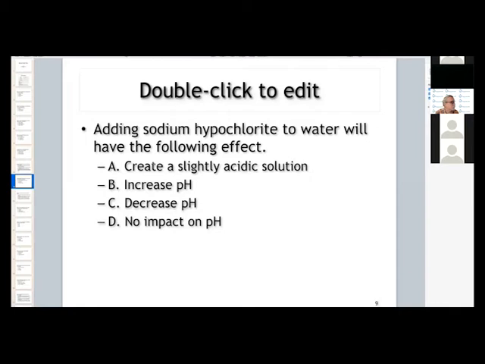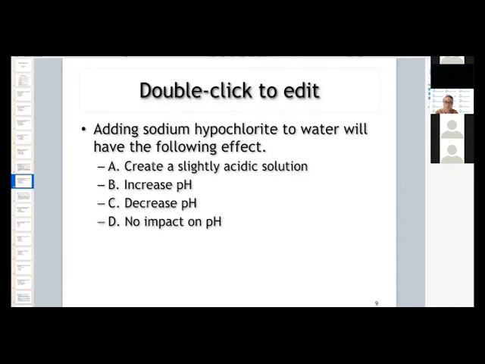Adding sodium hypochlorite to water will have the following effect. So sodium hypochlorite is bleach. Typically, we use a very strong concentration of it. Households are going to be near 1%. We use about 12.5% concentration because we're dealing with a lot of water and we need a lot more bang for our buck. So when you add sodium hypochlorite to water, I think I heard the answer, which is good.